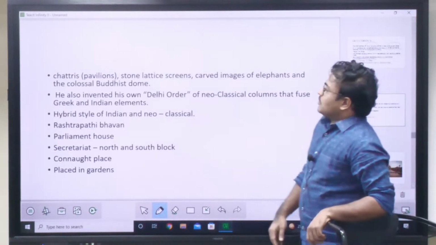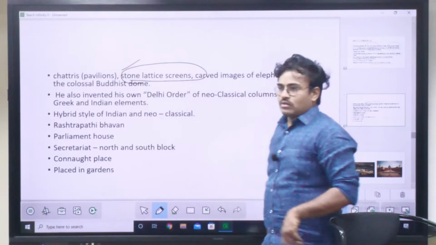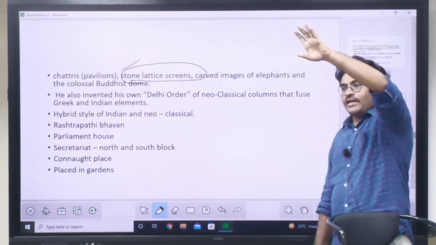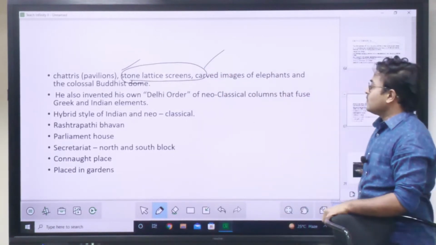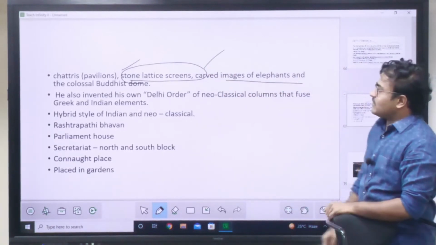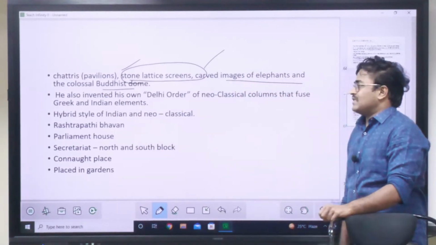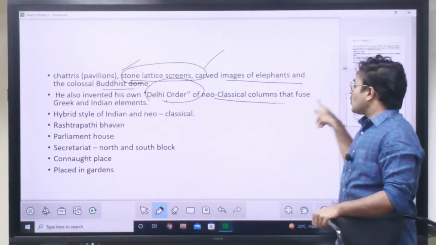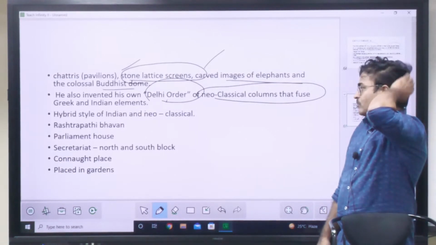Chhatris were used, and also stone lattice screens. This also came from Rajasthan to the Delhi Sultanate, and from there it has come back again. Gujarat architectural style, stone lattice screens, carved images of elephants and the colossal Buddhist dome, all of these are influences. And this order is known as the Delhi order, with neoclassical columns. He created neoclassical columns.